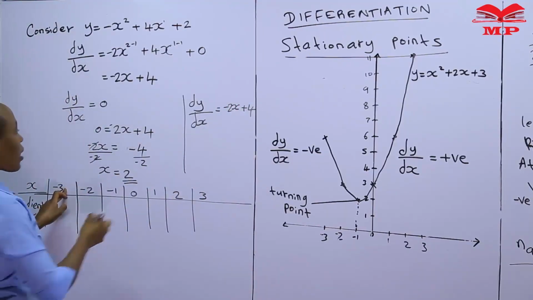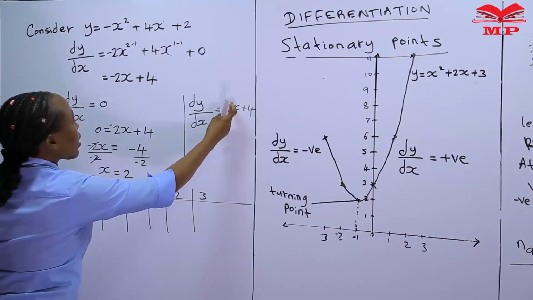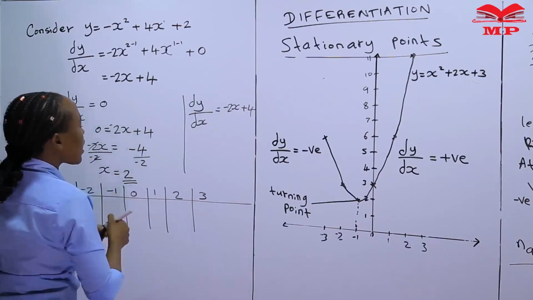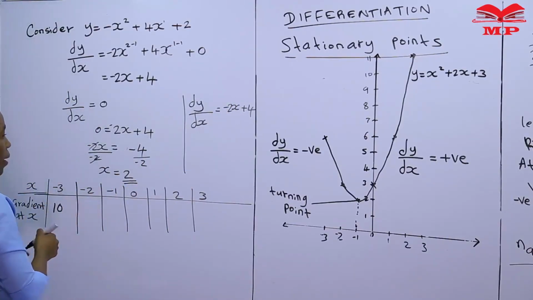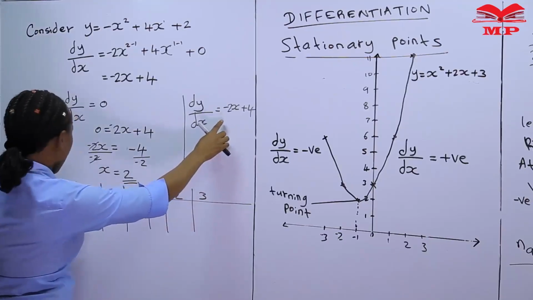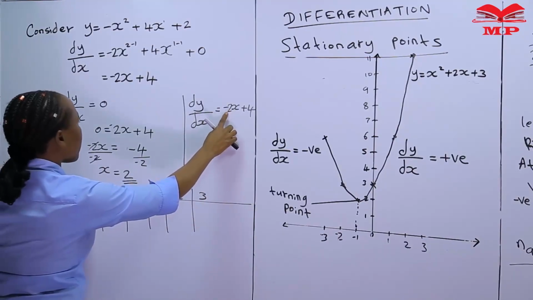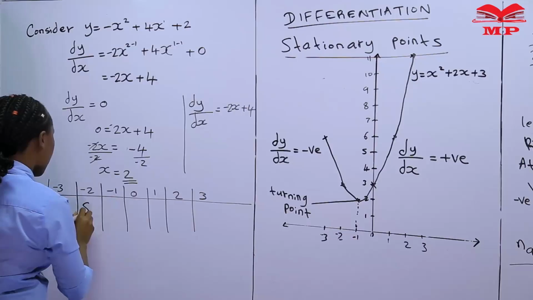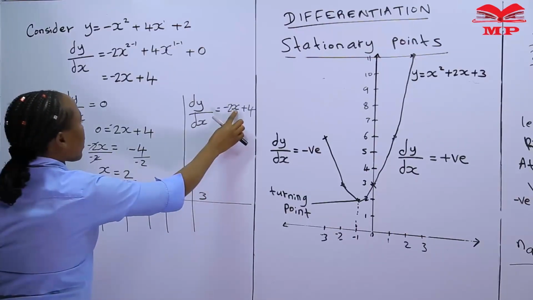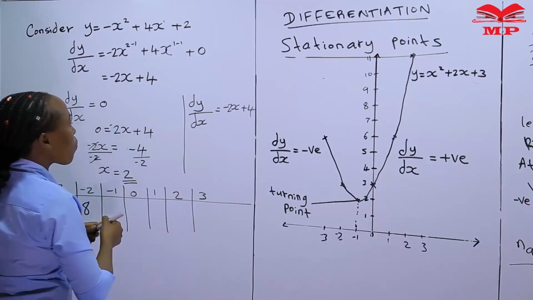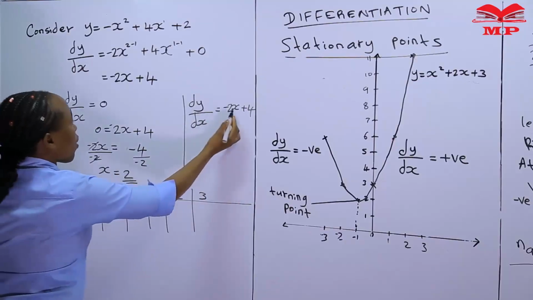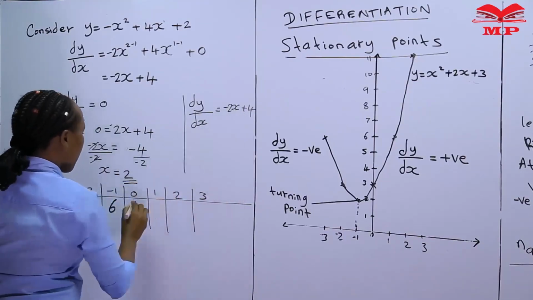So when we have negative 3, we'll have negative 3 times negative 2, that is 6. 6 plus 4 is 10. Then we have the other one, negative 2 times negative 2, 4. 4 plus 4 is 8. Negative 1 times negative 2 is 2. 2 plus 4, 6. When this is 0, we'll have 0 plus 4.